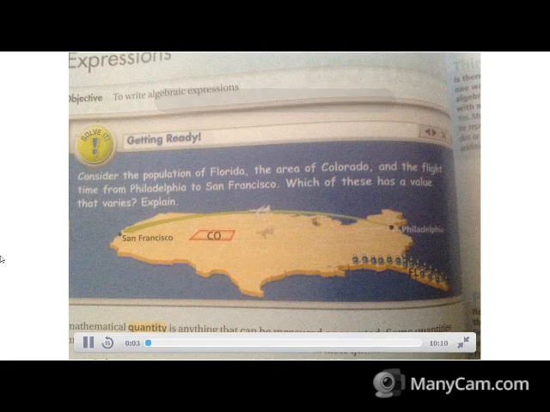So this is the video lesson for section 1.1, variables and expressions. To start off, why don't we look at what's in the blue box on page 4 in your textbook. If you read it, consider the population of Florida, the area of Colorado, and the flight time from Philly to San Francisco. Which of these has a value that varies? Explain.